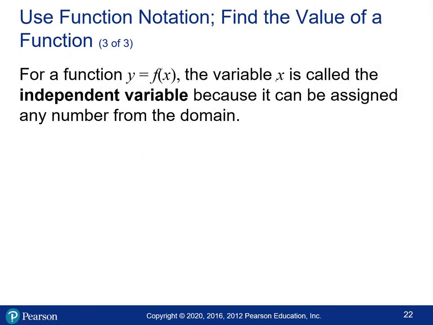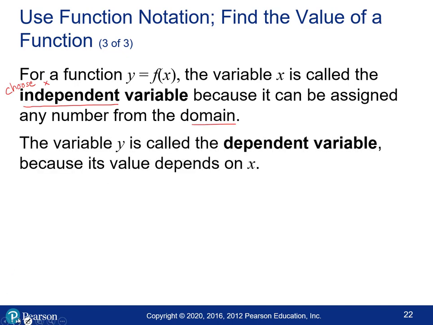And then the variable x is called the independent variable, and that's because you can choose x. So x is a choice. Independent means that it's a choice. You can choose whatever x you want to plug into the machine, into the function, as long as it's in the domain, as long as it's going to produce an output number.